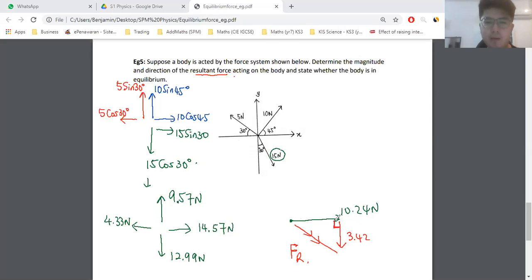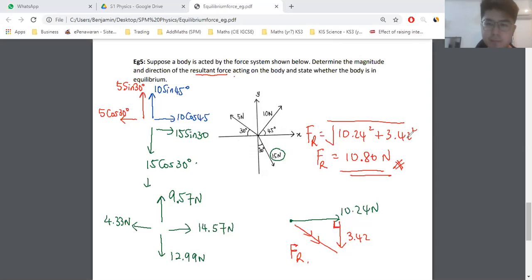This is perpendicular, so square root of 10.24 square plus 3.42 square, FR is 10.80 Newton. Resultant force 10.80 Newton.